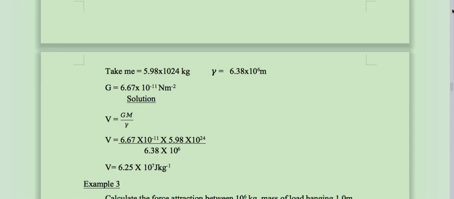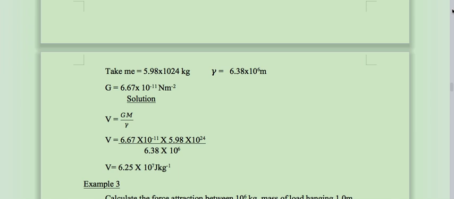Now, let's substitute our given values. We have our capital G, the universal gravitational constant, to be 6.67 times 10 raised to the power minus 11, times our mass of the Earth, which is 5.98 times 10 raised to the power 24 kg, all over 6.38 times 10 raised to the power 6 meters. By the time we use our calculator, we find the value to be 6.25 times 10 raised to the power 7 joule per kilogram.